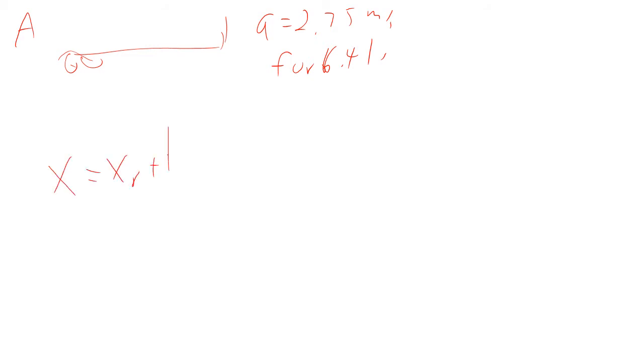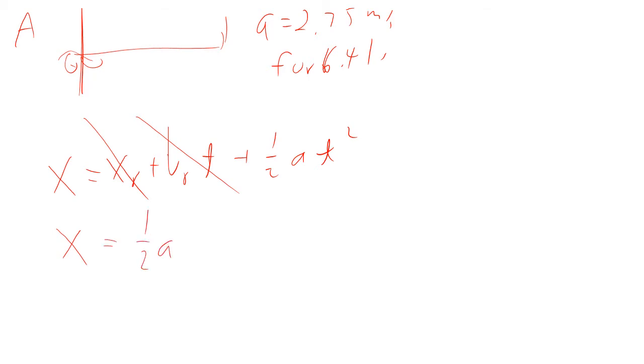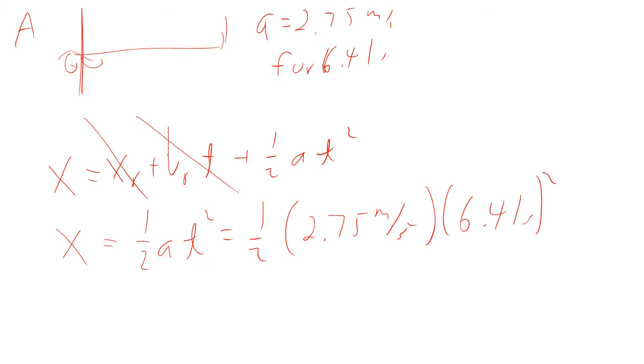So part A, the car was accelerating here at constant acceleration. I said the acceleration was 2.75 meters per second squared, and it went for 6.41 seconds. So we know that x equals x naught plus v naught t plus 1/2 a t squared. If we put our origin right here where we start, x naught is 0, v naught is 0, so the distance traveled is simply 1/2 a t squared. So that'll be 1/2 times 2.75 meters per second squared times 6.41 seconds squared. So the distance traveled turns out to be 56.5 meters.